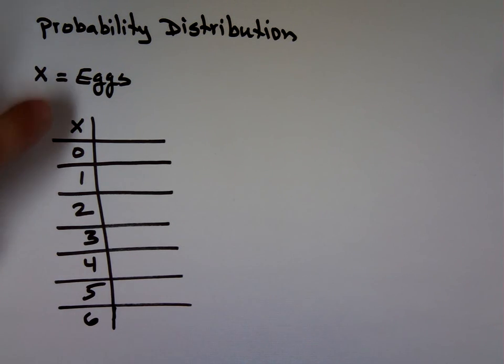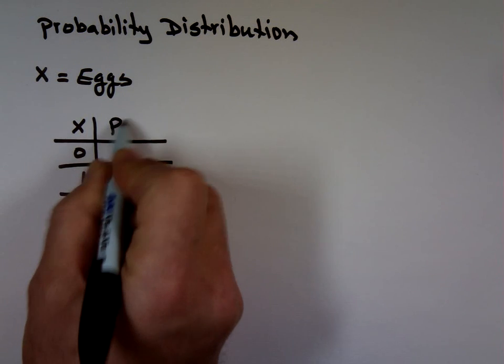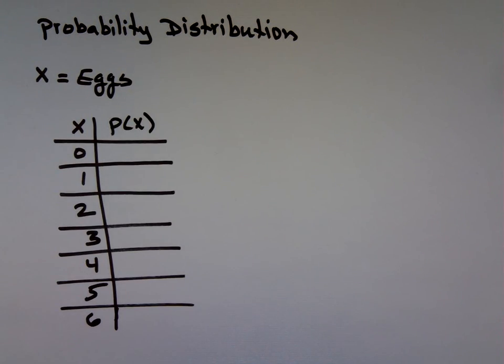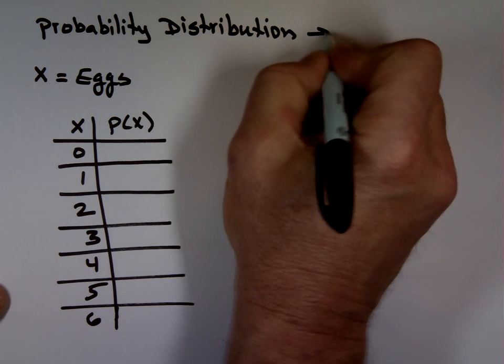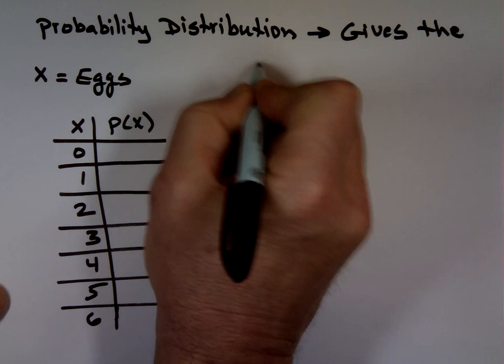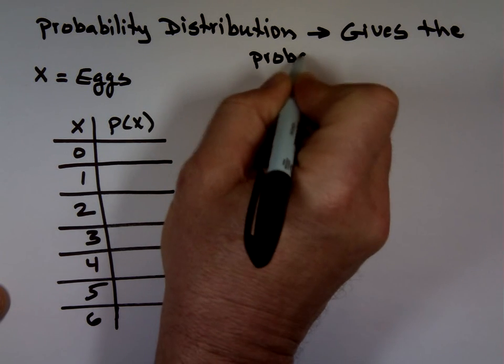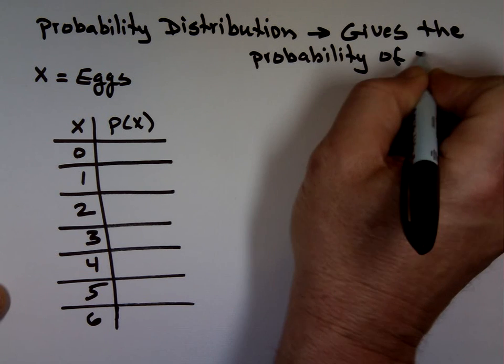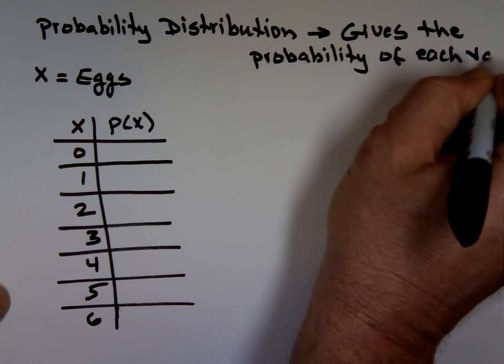So you list the number of eggs, and on this side you list what we call the probability. So that's why this is called a probability distribution table. The probability distribution table gives the probability of each value of x.